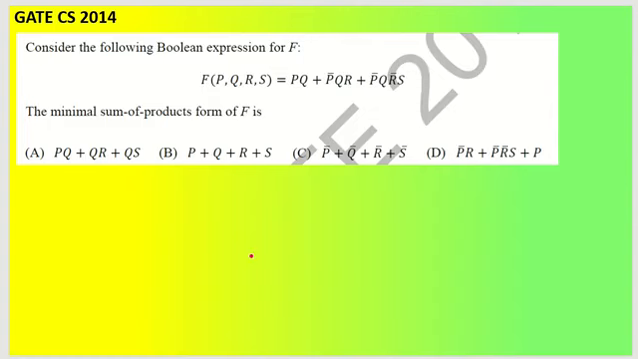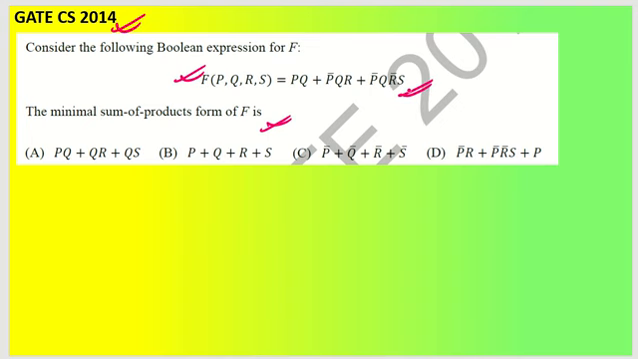The question was asked in CS 2014. Consider the following Boolean expression, which is a function of P, Q, R, S, written as PQ plus P bar QR plus P bar Q R bar S. What is the minimal sum of product form of F? So that's the question being asked. We can either simplify this expression or find out the minterm and maxterm, and that way we can also solve it, right?